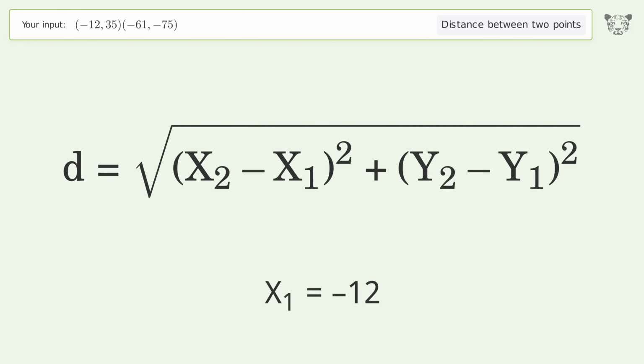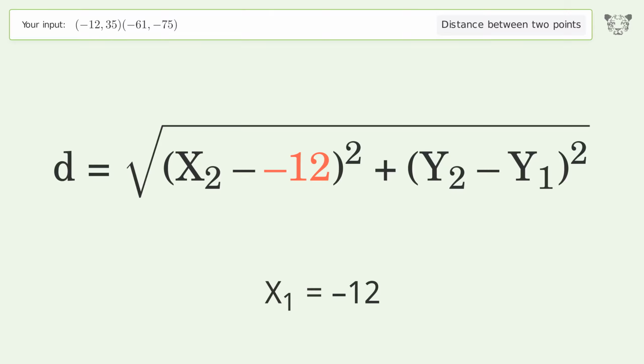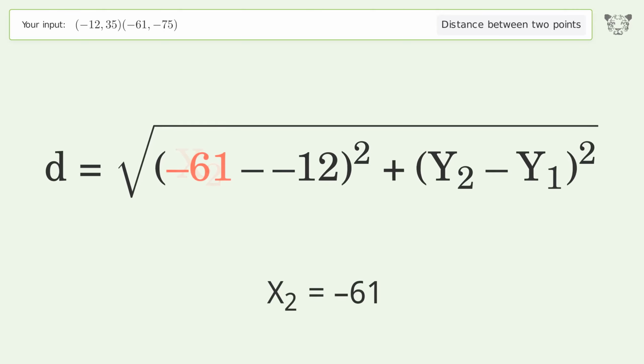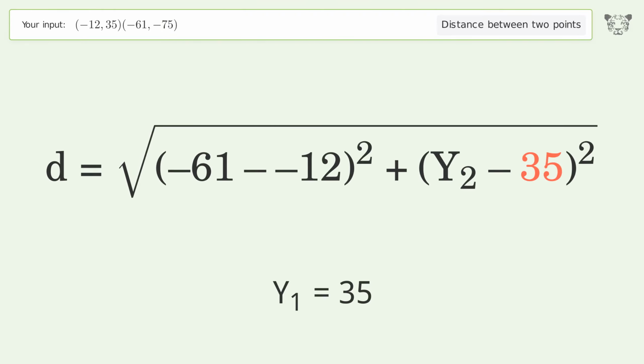x1 equals -12. x2 equals -61. y1 equals 35. y2 equals -75.